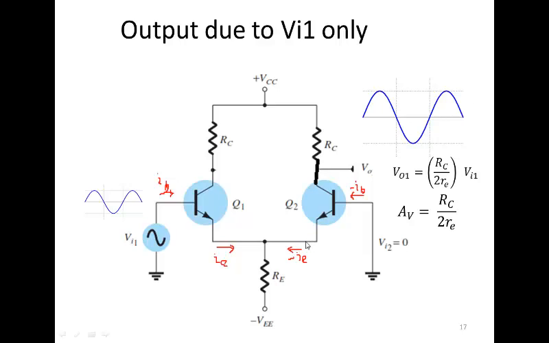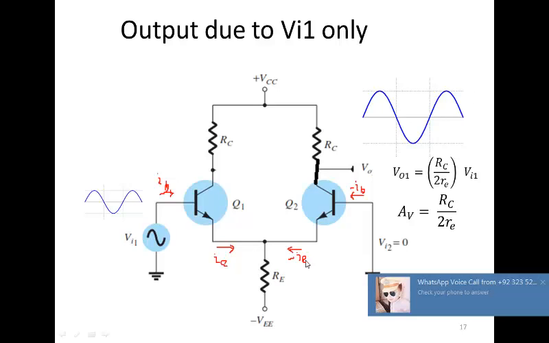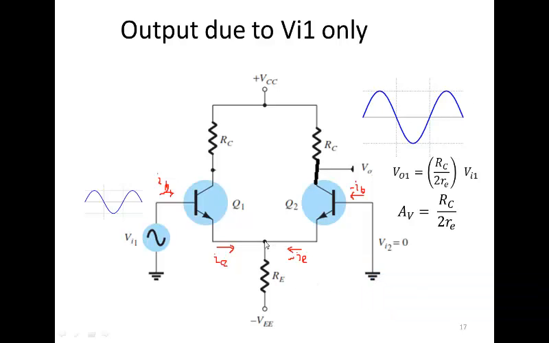So if this current increases, this current will decrease, and you can say that the current in this resistance would be equal to 0. You can see this current, the entering current, is negative, this current is positive, and the sum of these two currents would be 0. So the current in the emitter resistance would be 0. It means the voltage is 0 at this terminal.